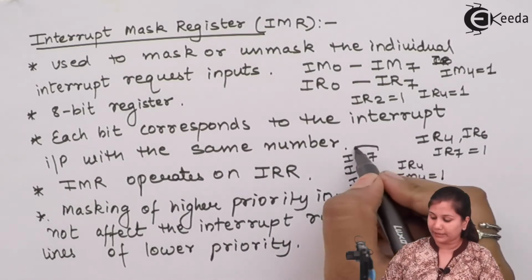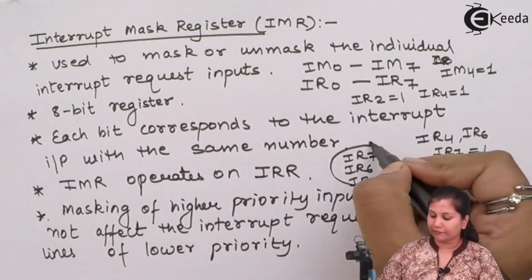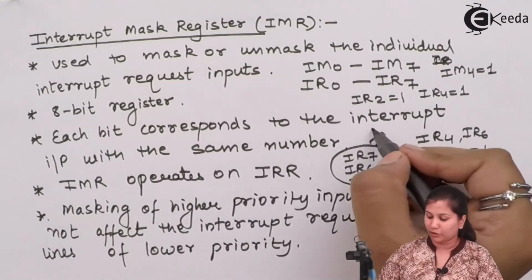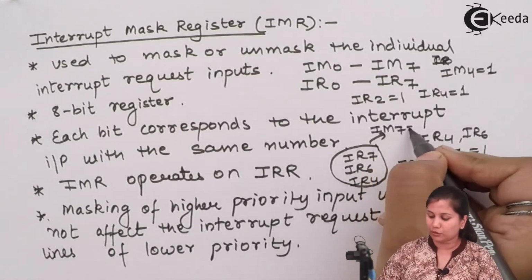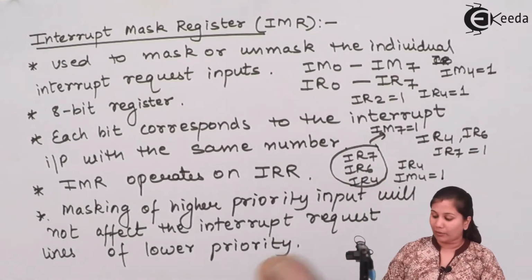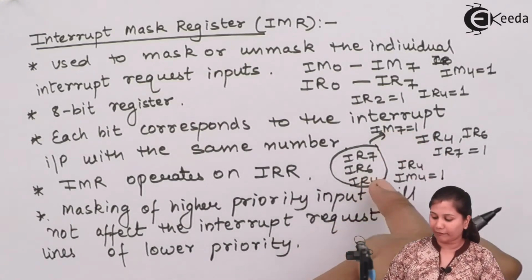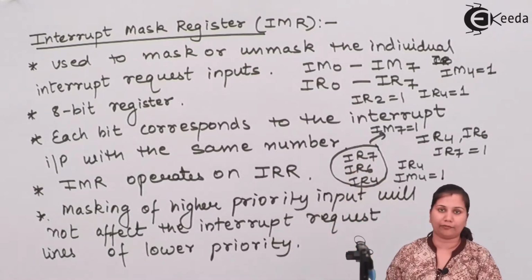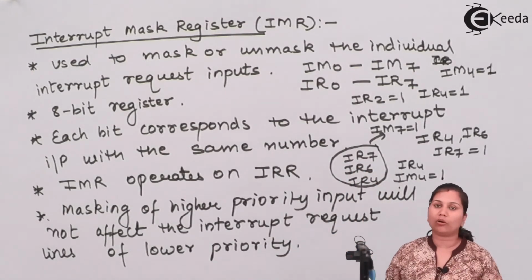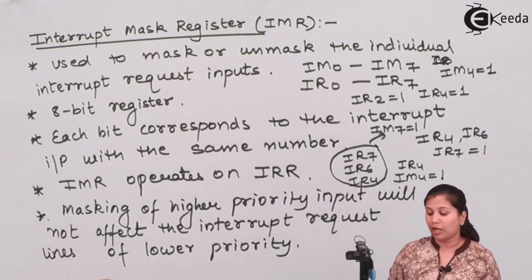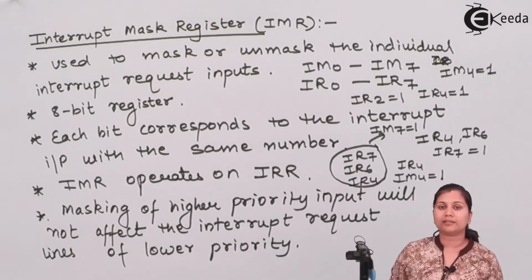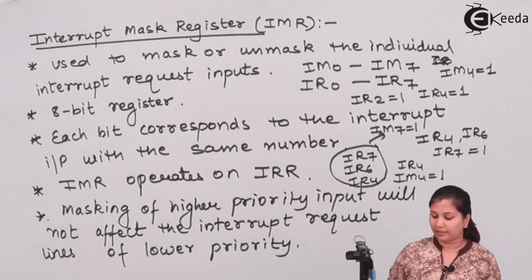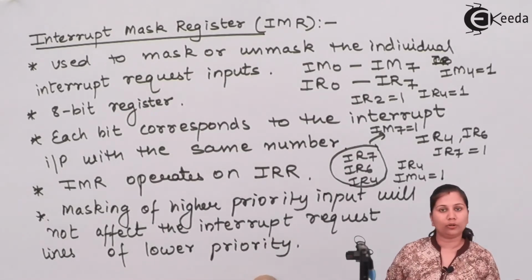Suppose that among these three interrupts, IR7 is masked, so IM7 equals what? If this is masked, it will not affect the interrupt requests of the lower priority interrupts like IR6 and IR4. They will be executed according to their priority. So masking of higher interrupts does not affect the interrupt request lines of the lower priority interrupts.